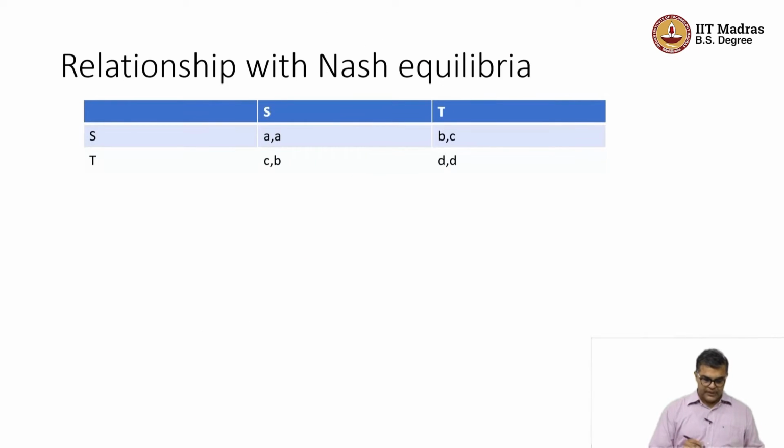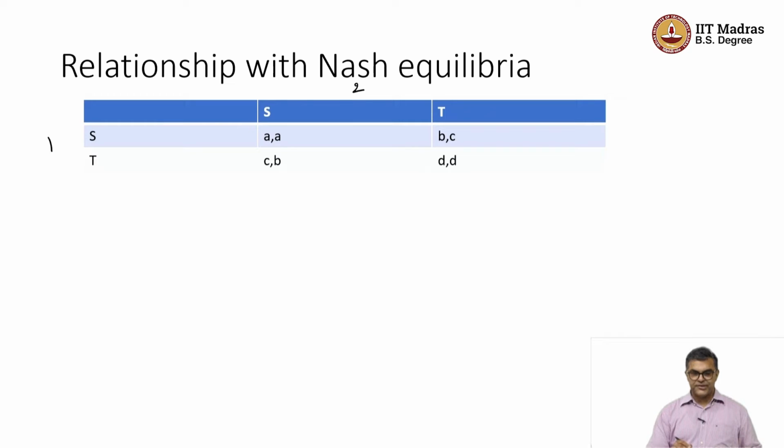So, in this slide we are going to study the relationship between Nash equilibria and evolutionary stable strategy. We have already noticed that when we talk about evolutionary stable strategy, the game has to be symmetric. So, I have taken a symmetric game, 2 by 2 game. Player 1 has these two strategies S and T, and player 2 also has these two strategies.